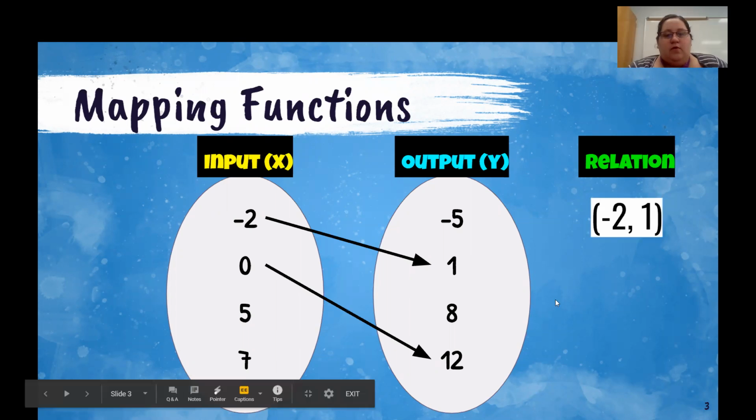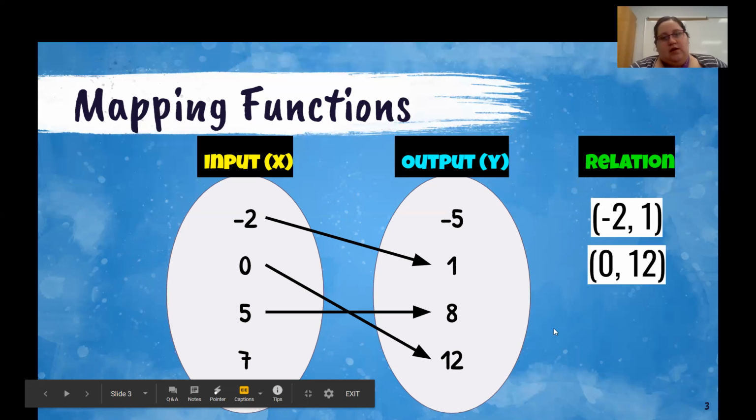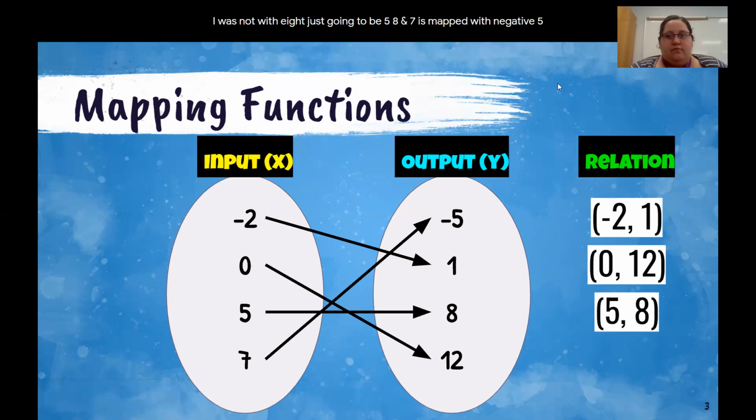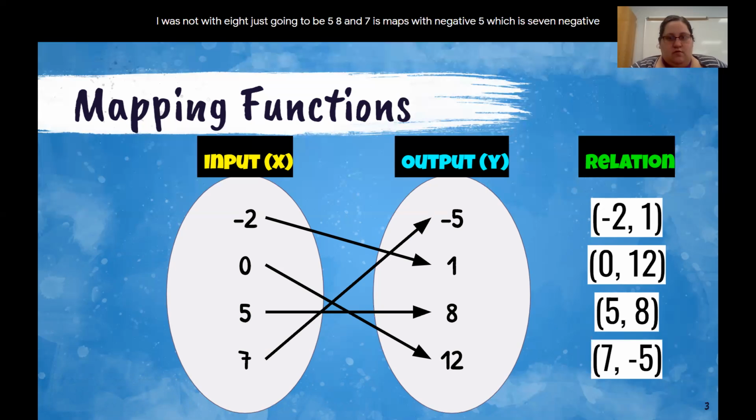We have 0 mapped with 12. So that's 0, 12. 5 is mapped with 8, which is going to be 5, 8. And 7 is mapped with -5, which is 7, -5.